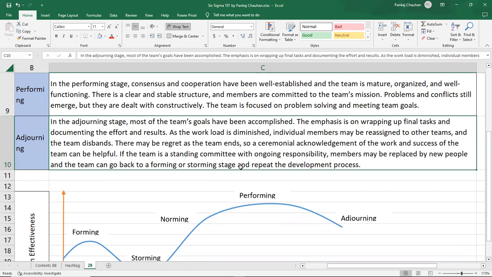And as the workload diminishes, individual members may be reassigned to other teams, and the teams are disbanded or dismantled. There may be a regret as the team ends, so a ceremonial acknowledgement of the teamwork and the success of the team can be helpful, and we should do that. If the team is a standing committee with ongoing responsibilities, members may be replaced by new people, and the team can go back to a forming or storming stage and repeat the development process.